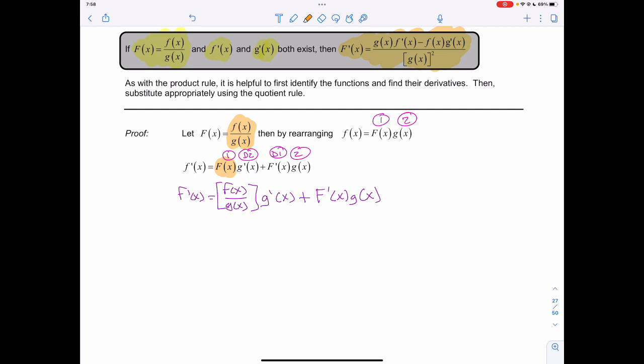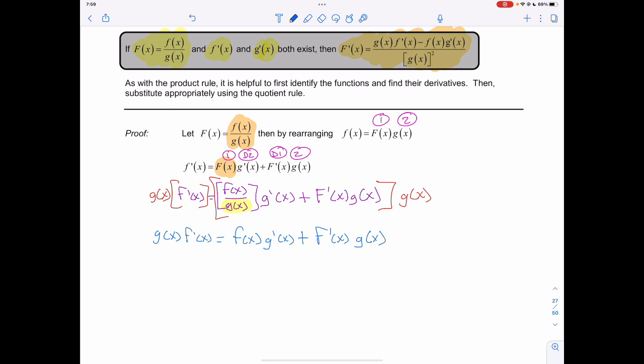Well, the next thing I'm going to do is get rid of the fraction by multiplying both sides of the equation by g of x. And that's going to give me g of x times f prime of x is equal to f of x times g prime of x plus capital F prime of x times g of x times g of x, or times g of x squared.